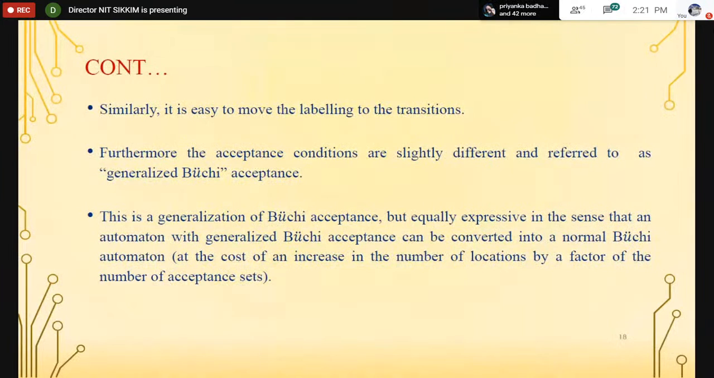Okay, it is easy to move the labeling to the transitions. Furthermore, the acceptance conditions are slightly different and referred to as the generalized Büchi acceptance. This is a generalization of Büchi acceptance, but equally expressive, in the sense that an automaton with generalized Büchi acceptance can be converted into a normal Büchi automaton.